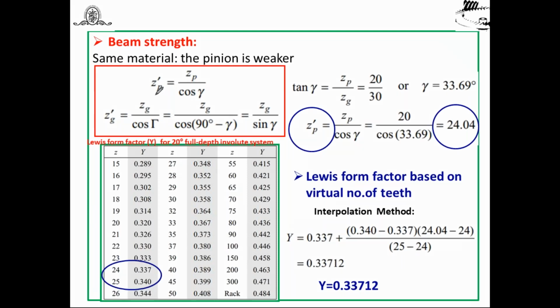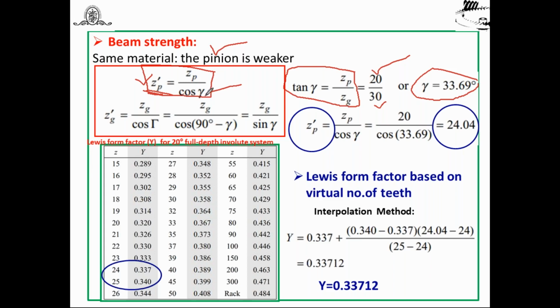Let us start. To find out the Lewis form factor, again it is based on the virtual number of teeth. The pinion is weaker, so we have to find out Zp dash, the virtual number of teeth on the bevel pinion. And yesterday we wrote this relation: Zp dash is equal to Zp upon cos gamma. Gamma is the pitch angle. Again, the pitch angle is not given, so we have to find it out. You know very well, tan gamma is equal to Zp by Zg, number of teeth on pinion over number of teeth on gear. So you will get gamma is equal to 33.69 degrees.